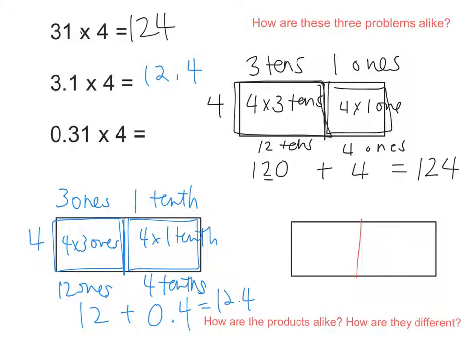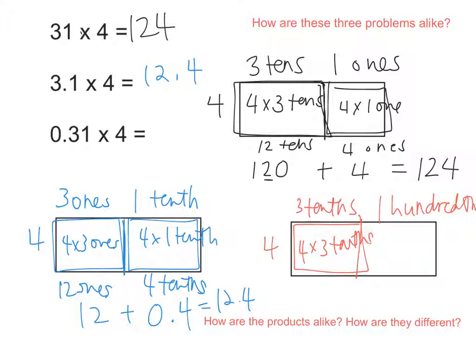I do have 3 tenths, and I have 1/100th this time, and I'm multiplying that by 4. Okay. To find the area of this part, I need to do 4 times 3 tenths, which is how many tenths? 4 times 3 is 12 tenths, good.